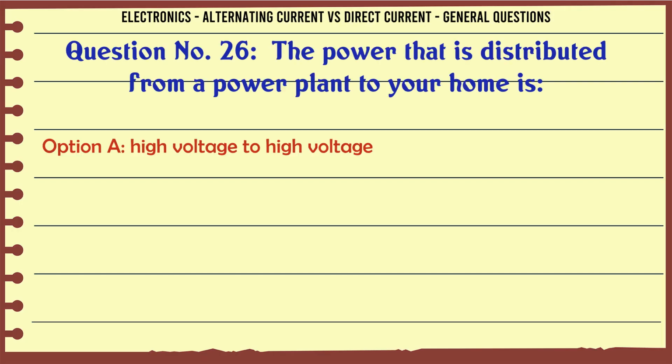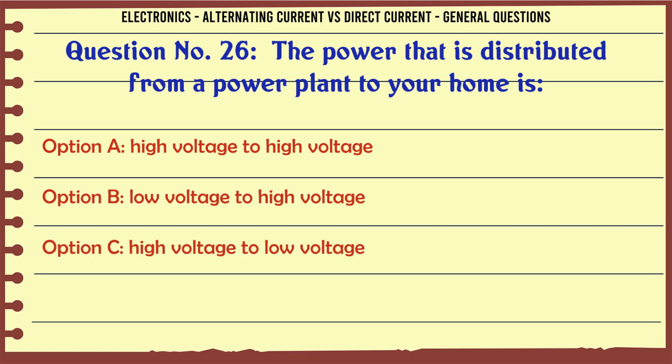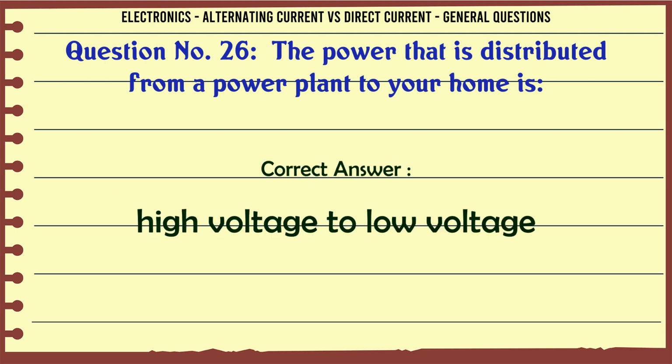The power that is distributed from a power plant to your home is A. High voltage to high voltage. B. Low voltage to high voltage. C. High voltage to low voltage. D. Low voltage to low voltage. The correct answer is high voltage to low voltage.